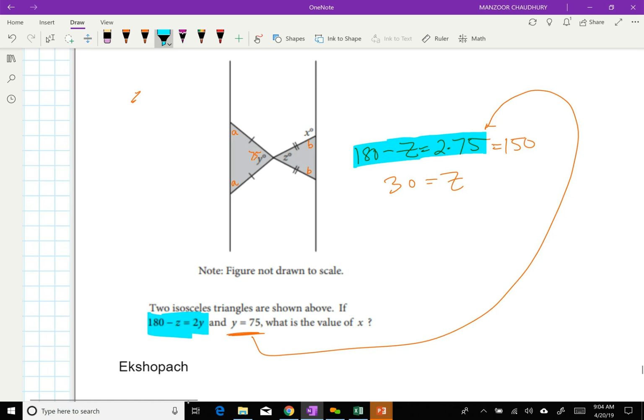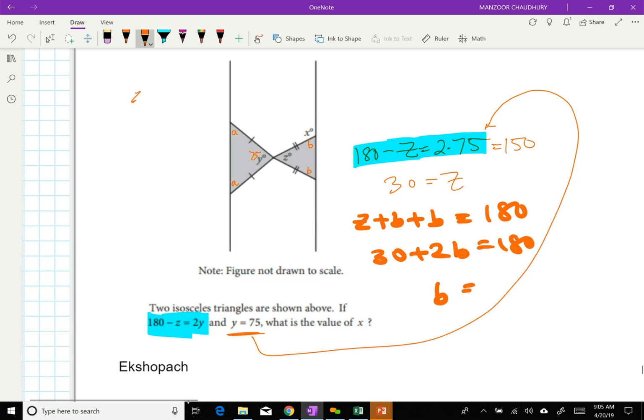Once we know z is 30, it's easy to find b, right? What is b? B is also 75, right? Because z plus b equals 180. B is 75. X must be 180 minus b. Make sense? Yep.